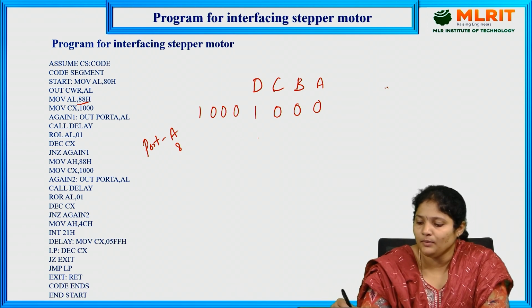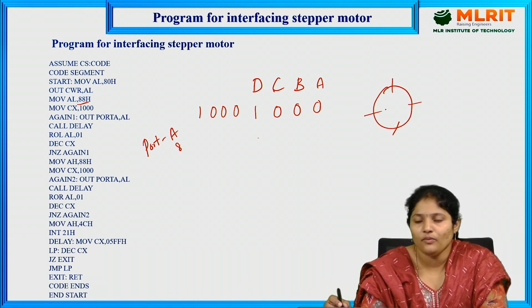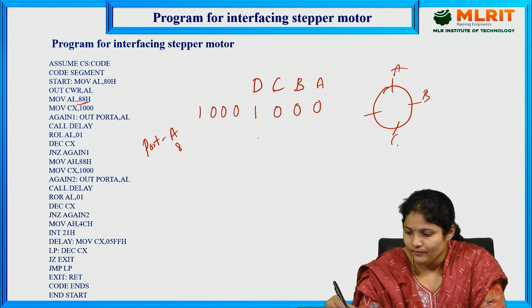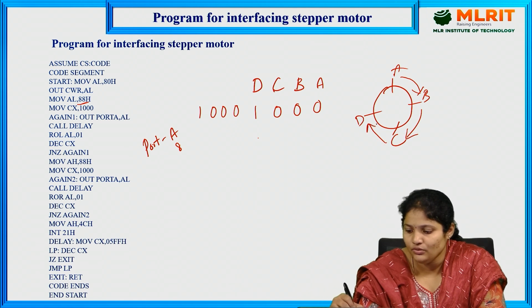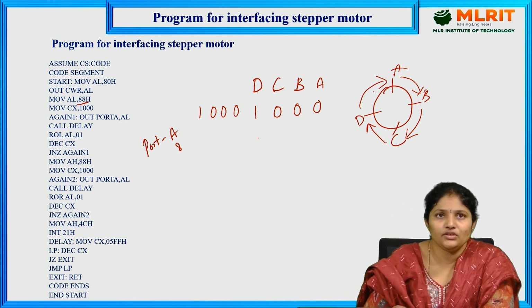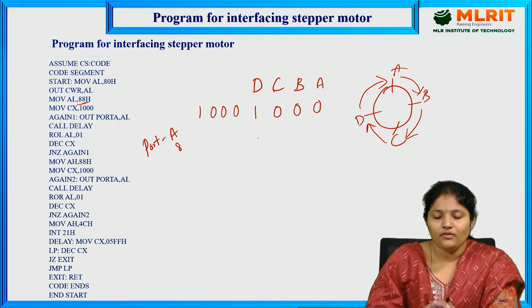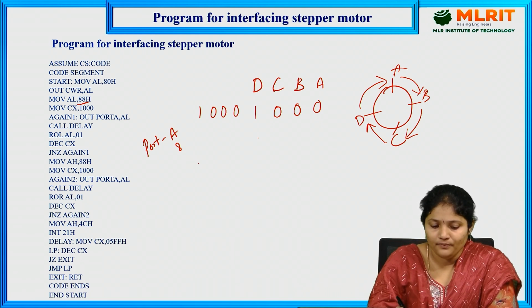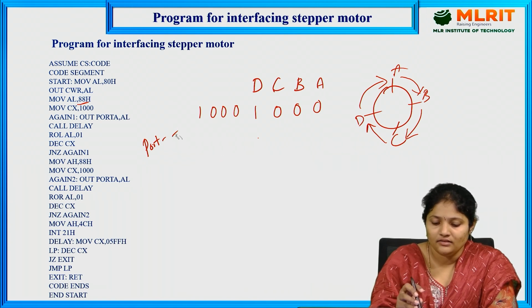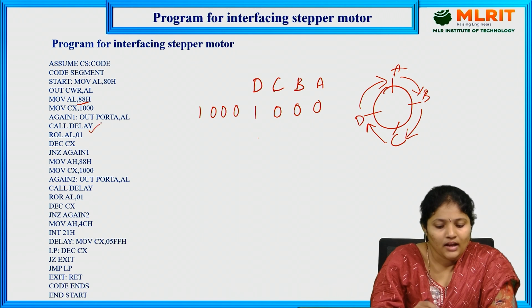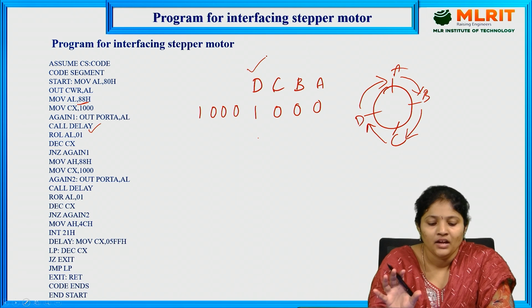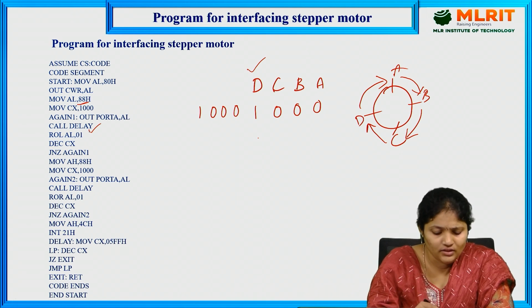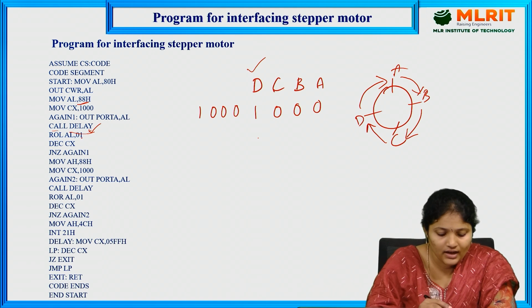Because in the excitation table, I have already told you that in the clockwise direction, the excitation needs to move from A to B, B to C, C to D, and again D to A. This is the excitation we need. So first I load port A with 1000 1000, that is 88. So the excitation is at phase D. Now I produce some delay. It will jump to the call delay program, where I have written call delay.